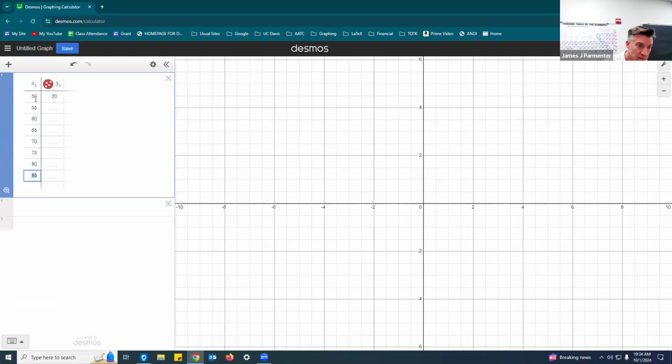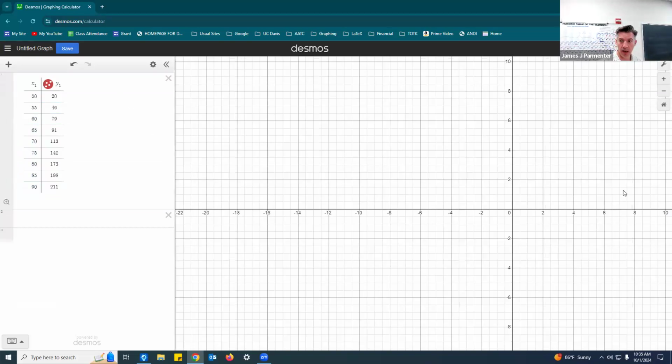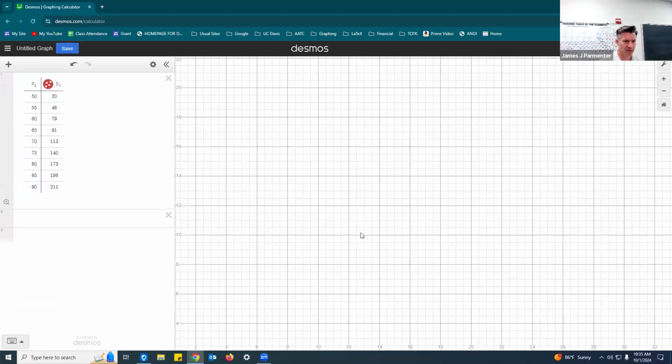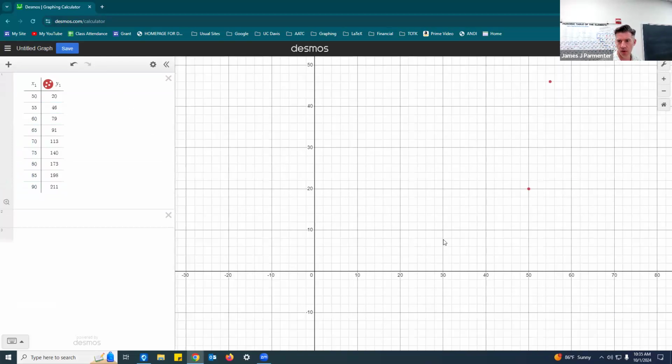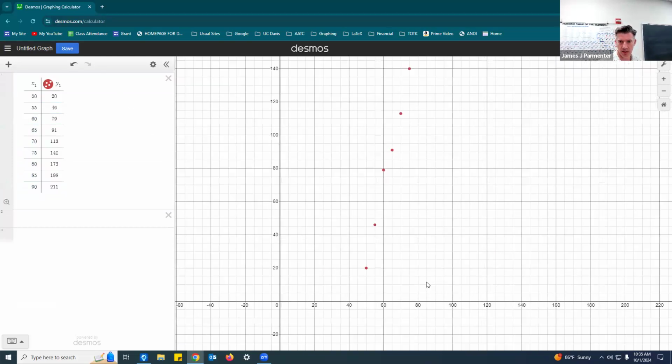Cool. Right on. And then the chirping rates are 20, and then 46, and then 79, and then 91, and then 113, 140, 173, 198, 211. And you can't see them at all because we're zoomed too far in. So we're going to zoom out. So there we see some of the data points.